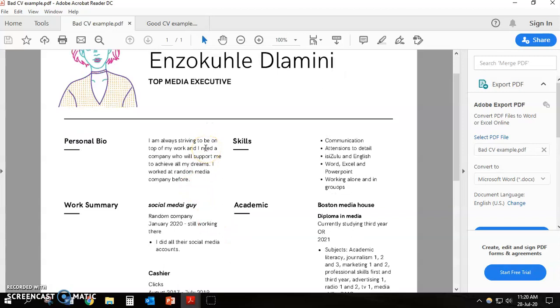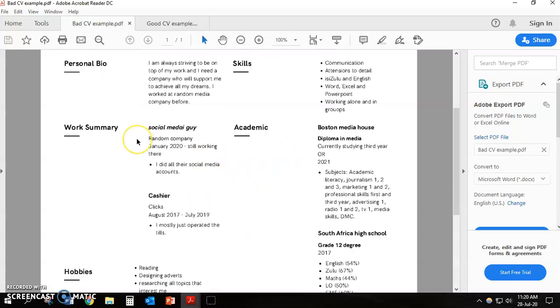So this person's written a personal bio. They've got, I'm always striving to be on top of my work and I need a company who'll support me to achieve all my dreams. Okay, everything's about you then. I worked at a random media company before. Okay, cool. Yeah, I'm not sure about that. Then here the problem is that their skills are front and center. They almost seem to be more important than anything else. And we'll come back to that in a second.